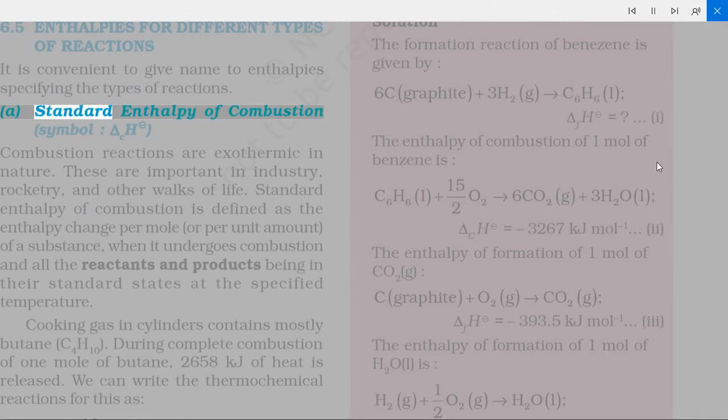A. Standard enthalpy of combustion, symbol ΔcH°. Combustion reactions are exothermic in nature. These are important in industry, rocketry, and other walks of life. Standard enthalpy of combustion is defined as the enthalpy change per mole, or per unit amount, of a substance when it undergoes combustion and all the reactants and products are in their standard states at the specified temperature.